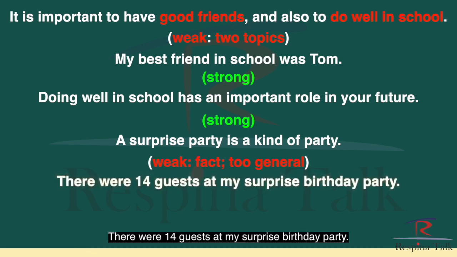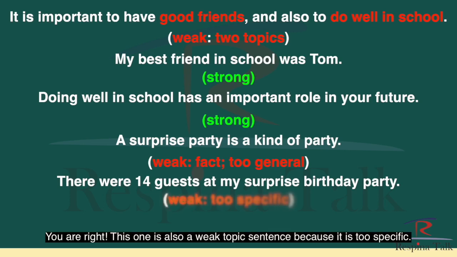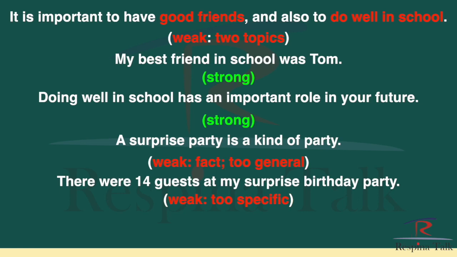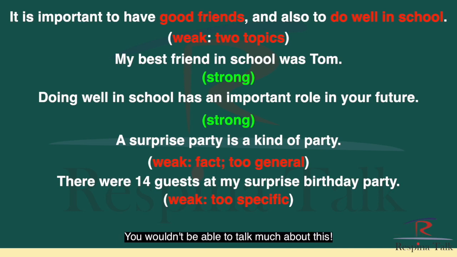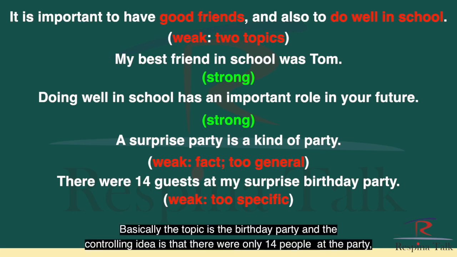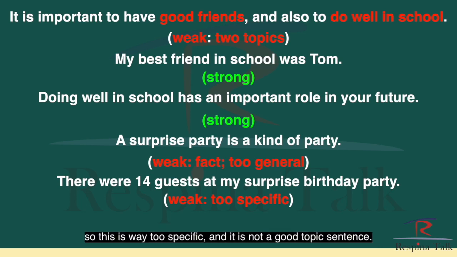Now, there were 14 guests at my surprise birthday party. This is another example. Do you think this is a good topic sentence or a weak topic sentence? You're right. This one is also a weak topic sentence because it is too specific. Why is it too specific? Because it's saying there were 14 guests at my surprise birthday party. You wouldn't be able to talk much about this. Basically, the topic is the birthday party, and the controlling idea is that there were only 14 people at the party. So this is way too specific and it's not a good topic sentence.